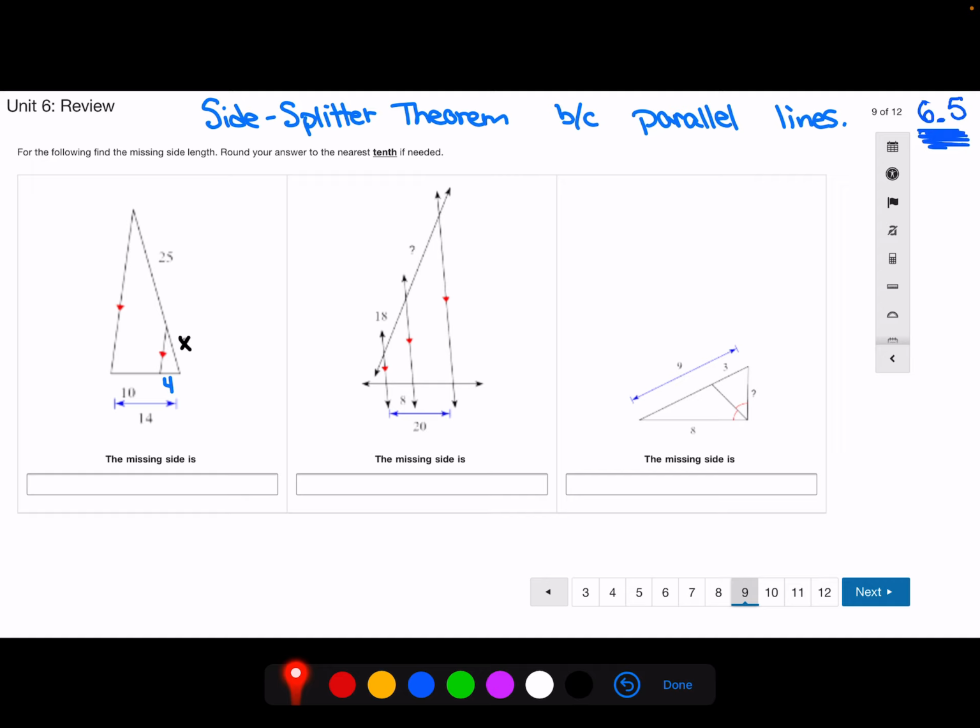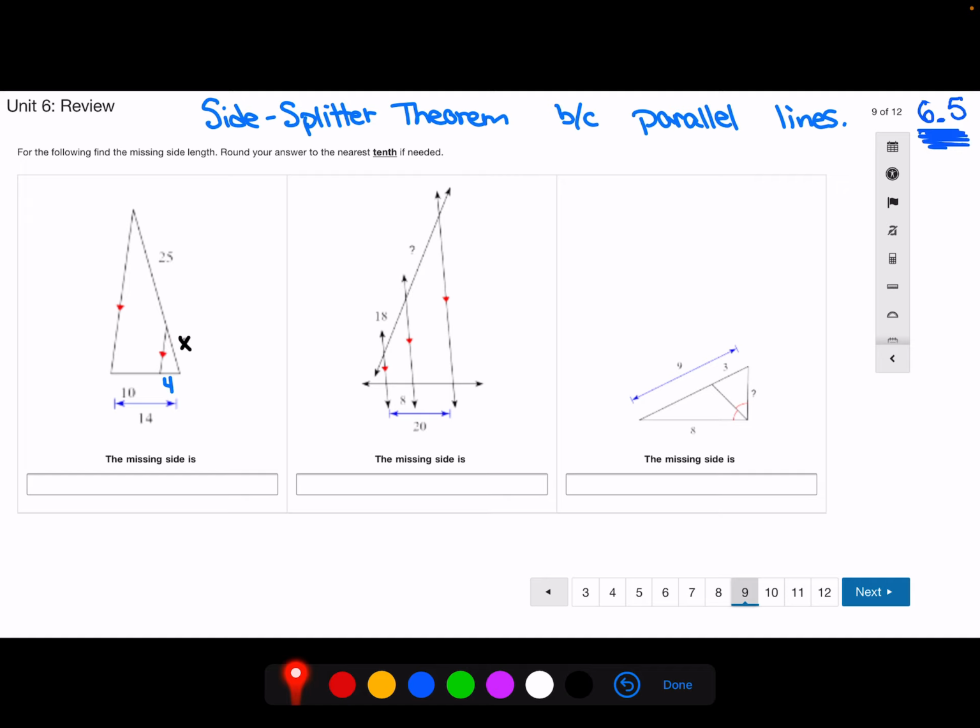So the first thing I did is I added this 4 in here. The reason I added the 4 is because 10 plus 4 equals the whole thing, which is 14. Meanwhile, I just did our unknown side. I gave it a variable. I called it x.